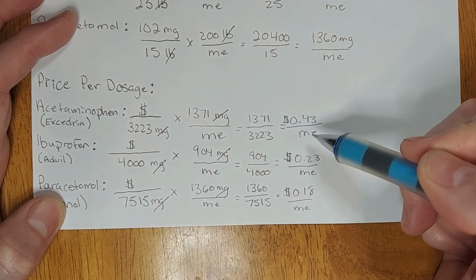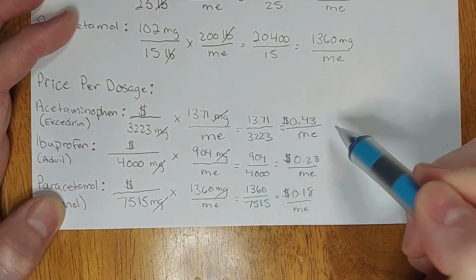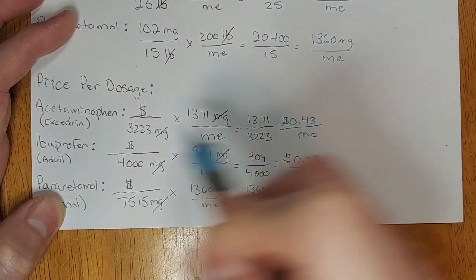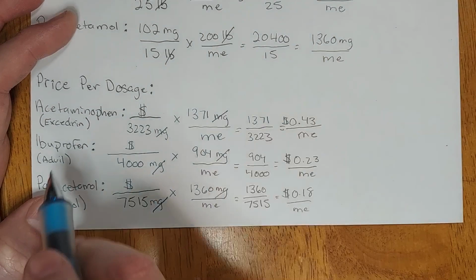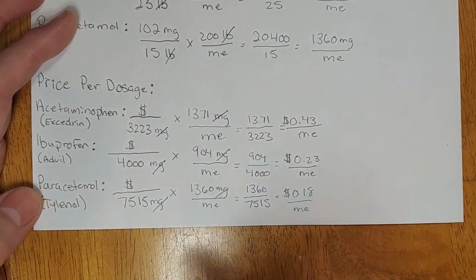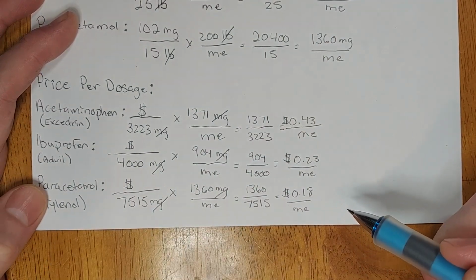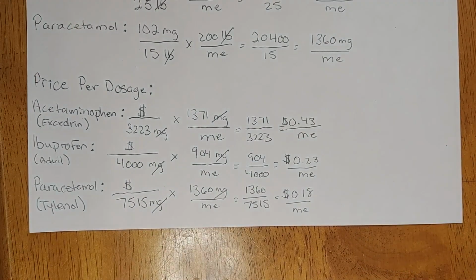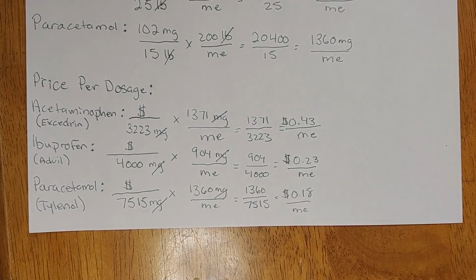dollars on the top, me on the bottom, and when we do the division here, we end up with acetaminophen, which is Excedrin, being 43 cents a dosage for me. Ibuprofen, which is Advil, being 23 cents for me. And paracetamol, which is Tylenol, being 18 cents for me. After eliminating the milligram units, we can find that paracetamol, which is Tylenol, is the cheapest way to deal with my headache.